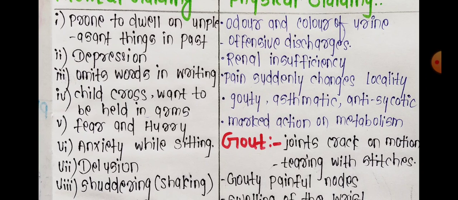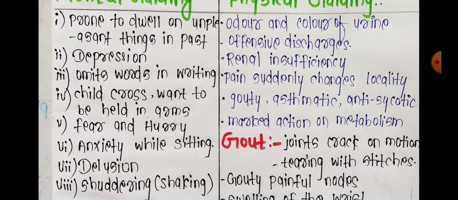Then it can be used in cases of asthma or asthmatic patients. Then it is a most marked antipsoric medicine and it has marked action on metabolism. Whatever the body's metabolism is, it has action on that, as gout or some rheumatic diseases or autoimmune diseases already have hampered our body's metabolism, so this remedy is going to act on the metabolism of our body.